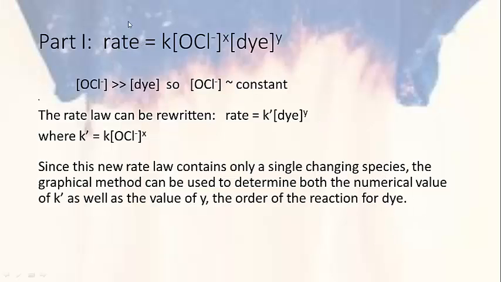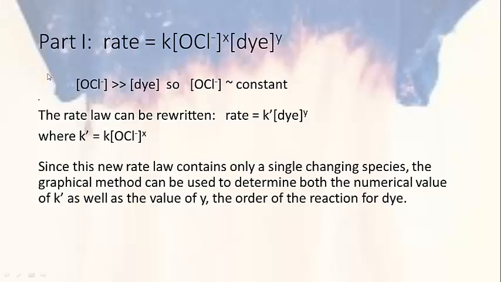So we have this format for our rate law because we have 2 reactants, our bleach and our dye. So these are representing our orders, and of course we need K. So we need a value for K, we need a value for X and Y.